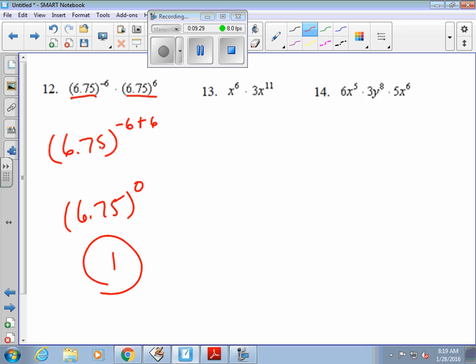x to the 6 times 3x to the 11th. 3, x to the 6 times x to the 11th means 6 plus 11. 3x to the 17th.